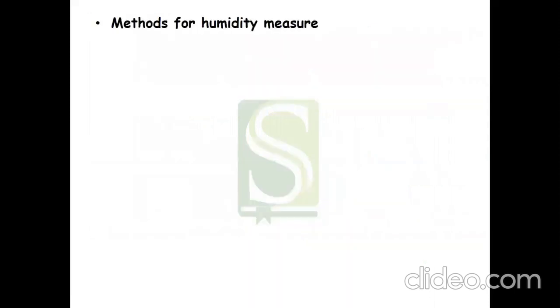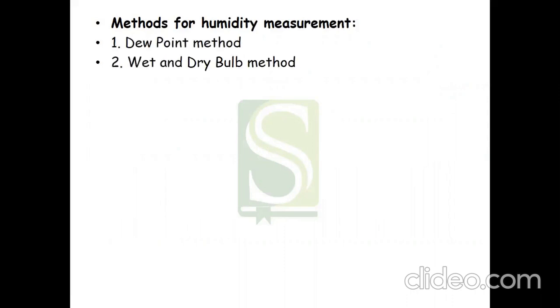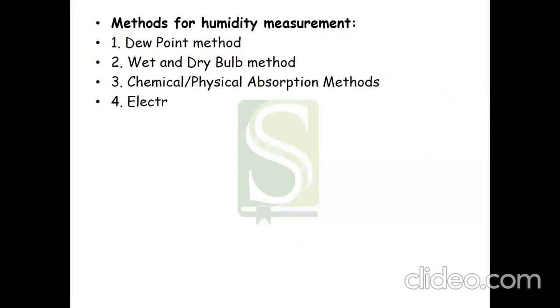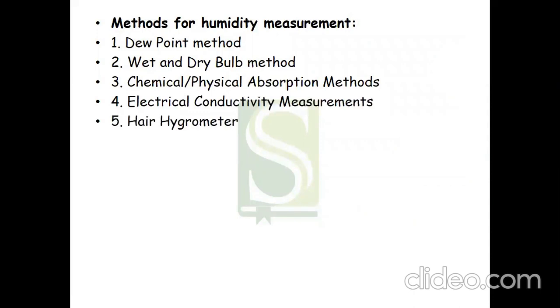Now let us see the methods for humidity measurement. First is the dew point method. Second is the wet and dry bulb method. Third is chemical or physical absorption methods. Next is electrical conductivity measurements. Then we also have hair hygrometer. Also we have thermal conductivity meters. Now we will see the dew point method.